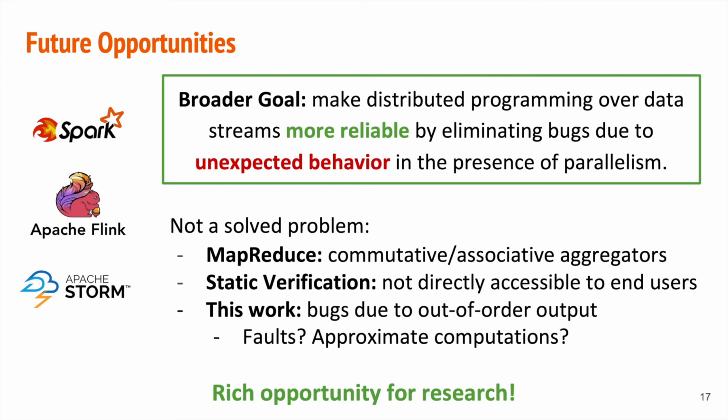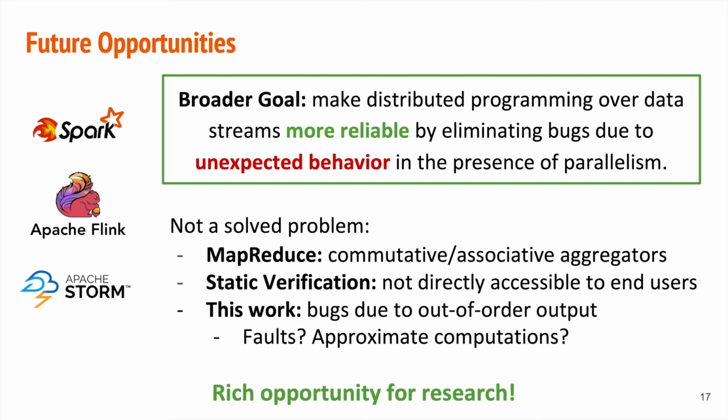So for example, MapReduce has been widely studied, where you look at commutative and associative aggregators. Static verification is a set of approaches that look at the verification of distributed protocols and systems, but are not directly accessible to end users of, for example, stream processing systems.